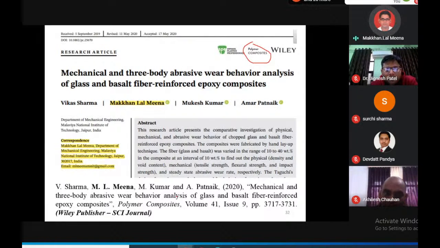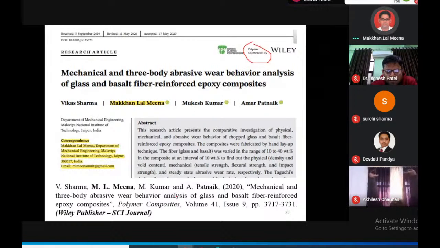The tensile strength, flexural strength, and impact strength of both composites increased with increase of fiber content, whereas glass fiber reinforced composite showed slightly lower tensile strength, flexural strength, and impact strength as compared to basalt fiber reinforced composites. However, basalt fiber reinforced composites show better wear resistance than glass fiber reinforced composites. So this is our case study. So now we discuss in detail.